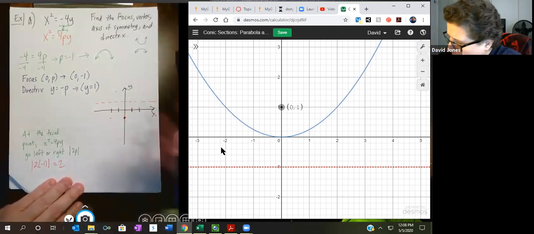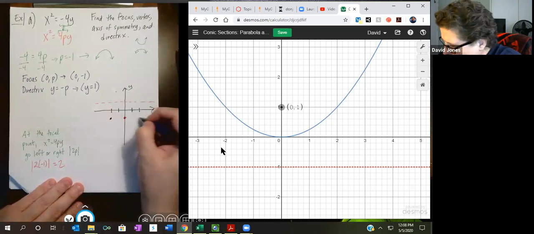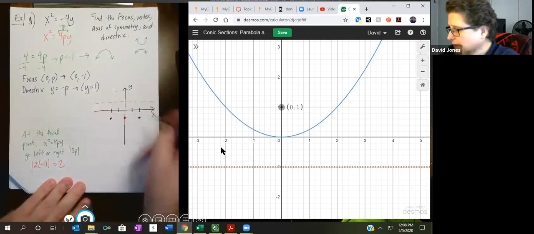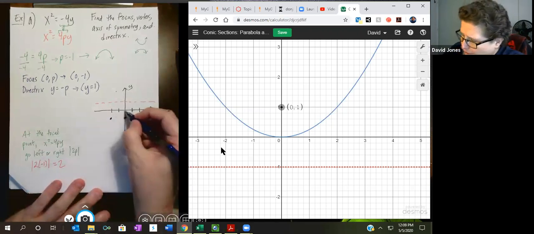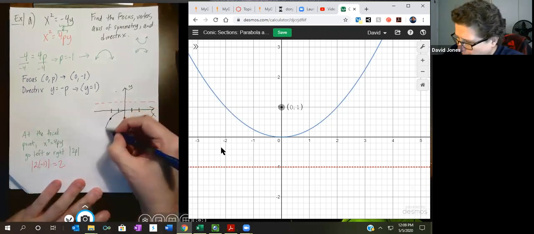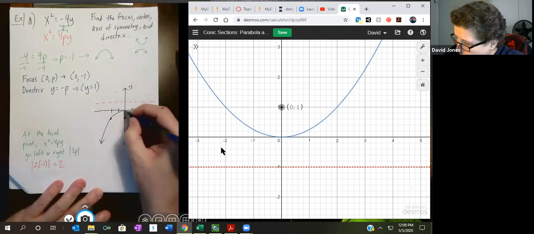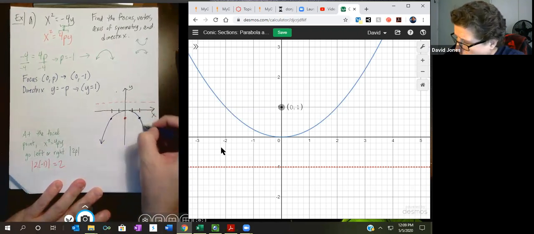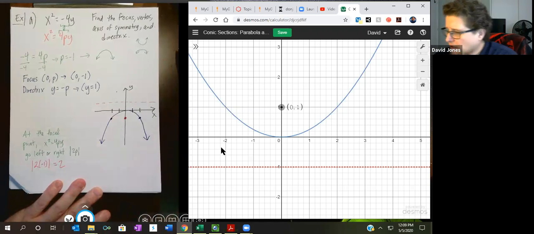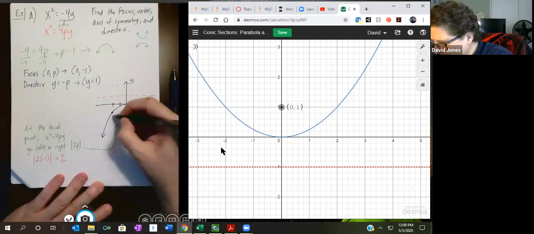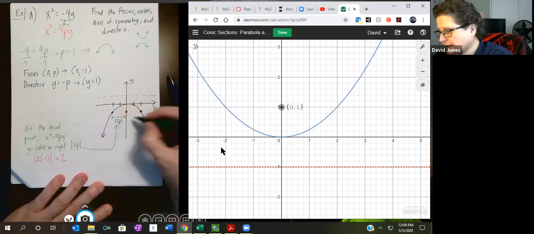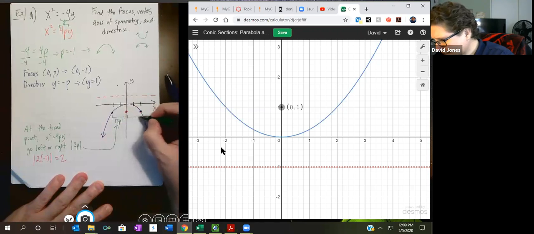I'll use blue for my actual graph. Red's my focus and directrix, and that allows you to have something to connect right there. So that's what I was saying right here. This distance here is the absolute value of 2p. So is that distance there.